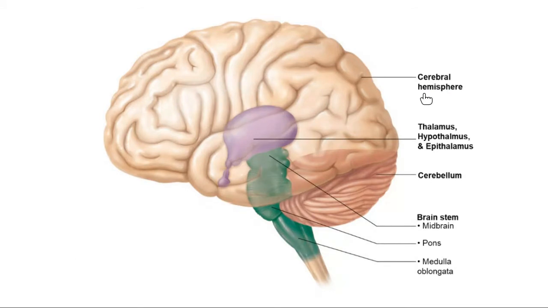We have the cerebrum, which is divided into 2 halves called hemispheres. Remember that the cerebral hemispheres are where we find the frontal lobe, the parietal lobe, the occipital lobe. All that's the cerebral hemispheres. In the very middle of the brain, we have some of those parts that we could only see on our brain models when we were inside. So those were the parts called the thalamus, the hypothalamus, and the epithalamus.